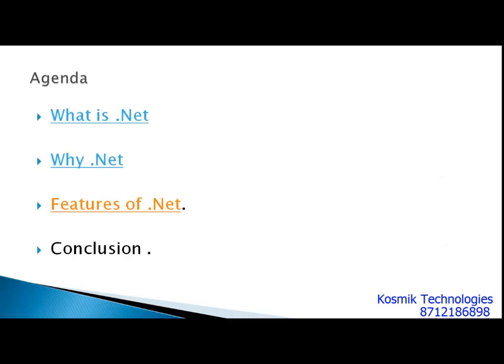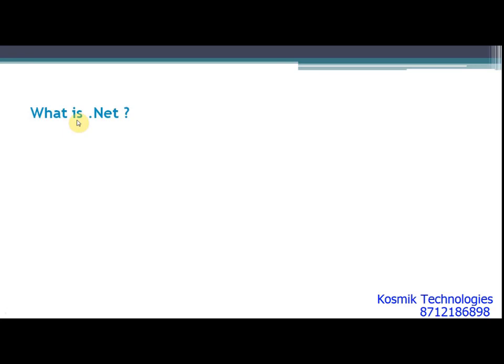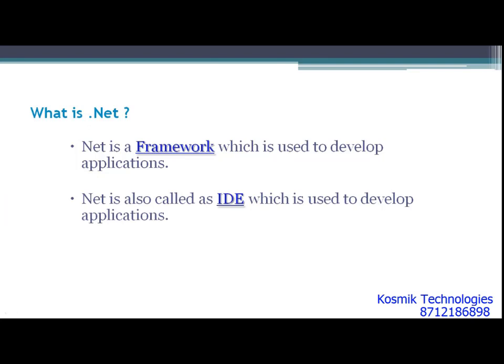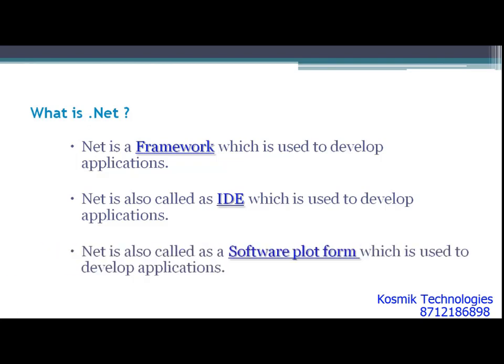Let us see what is .NET. So what does .NET mean? .NET is a framework which is used to develop applications. The other definition given for .NET is IDE. So .NET is also called an IDE. IDE stands for Integrated Development Environment, and .NET is also called a software platform, which is used to develop applications. So these are the three different definitions given for .NET.